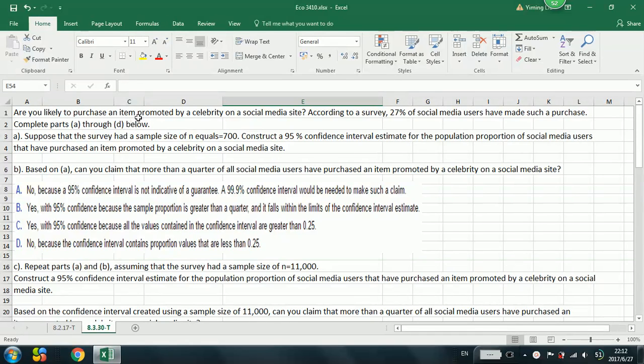Are you likely to purchase the item promoted by a celebrity on a social media site? According to a survey, 27% of social media users have made such a purchase. Complete parts A through D below.